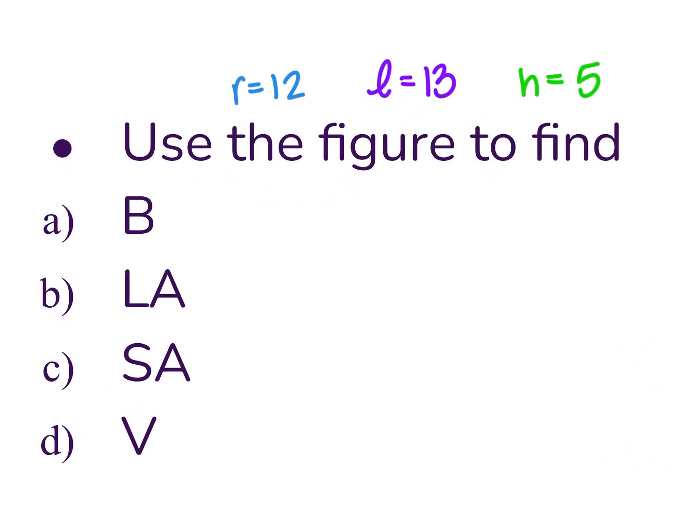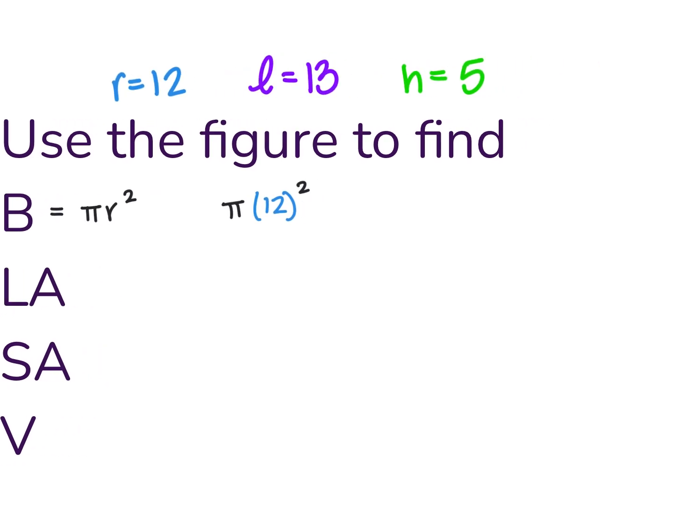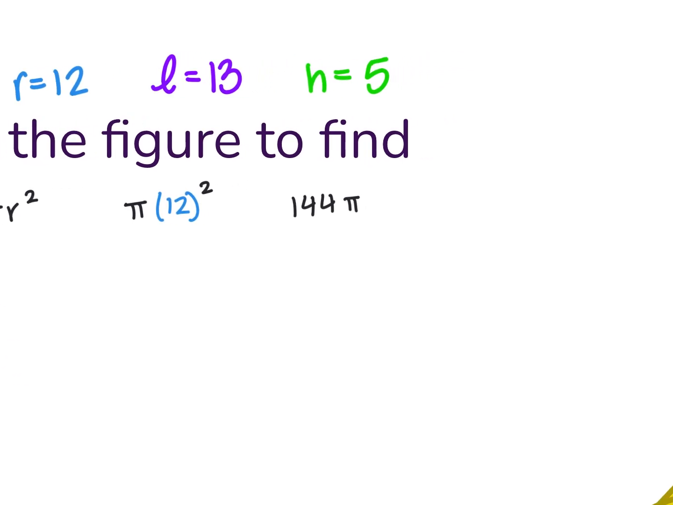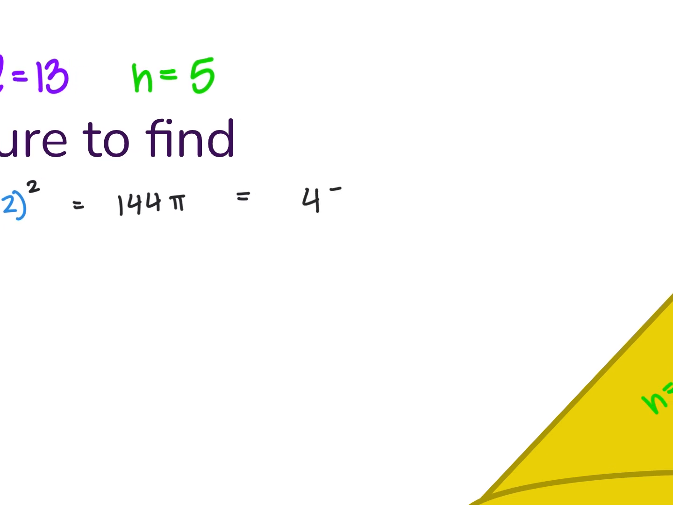All right, so formula for my base area is pi r squared because it's a circle. That's the formula for area of a circle, and I'm plugging it in. I'm going to take pi times my radius, which is 12, squaring. I'm going to end up with 144 pi, and then changing that to a decimal. Rounding, I'm going to get 452.4 meters squared. Area is always squared.